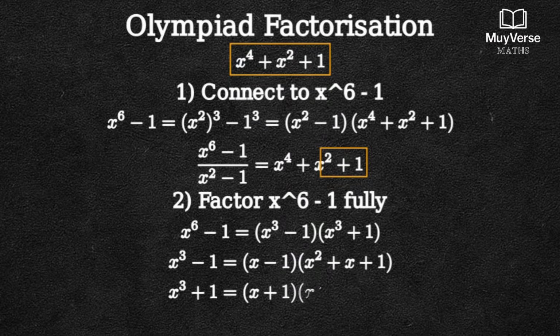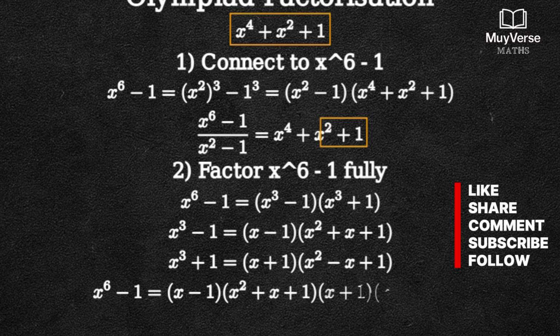x^3 - 1 equals (x - 1)(x^2 + x + 1). And x^3 + 1 equals (x + 1)(x^2 - x + 1). Putting it all together, we get 4 factors in a row.